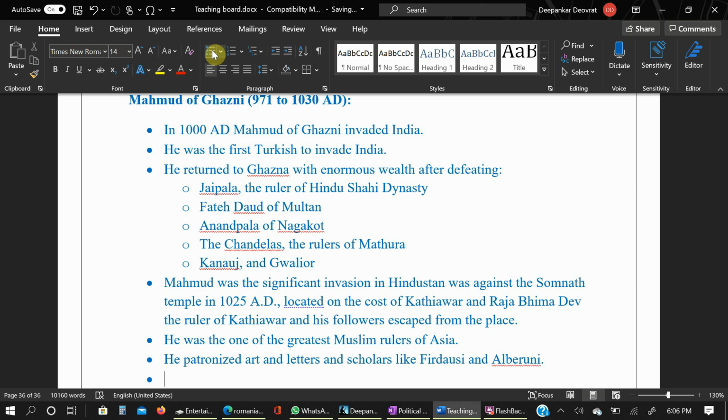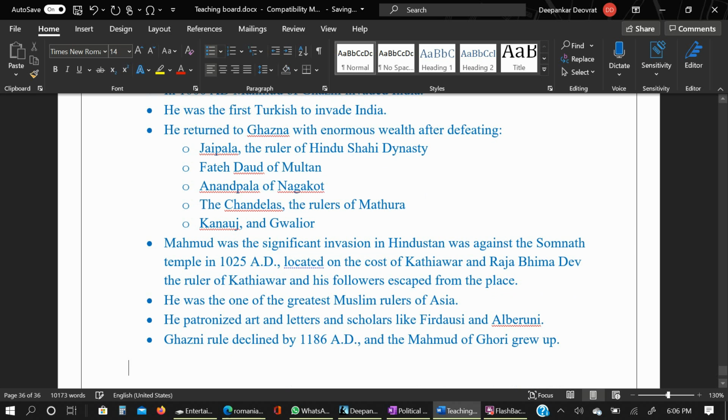And how did Ghazni rule in India? That Ghazni rule declined by 1186 AD, and Mahmud of Ghori grew up after this. After Mahmud of Ghazni, Mahmud of Ghori came. And what was the period of Mahmud of Ghori? 1149 to 1206 AD.